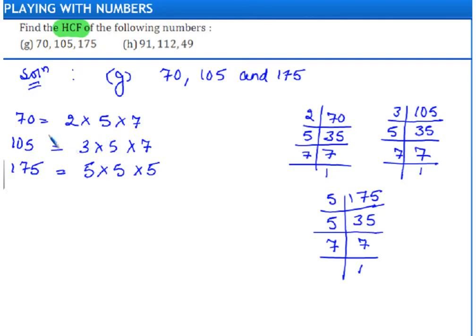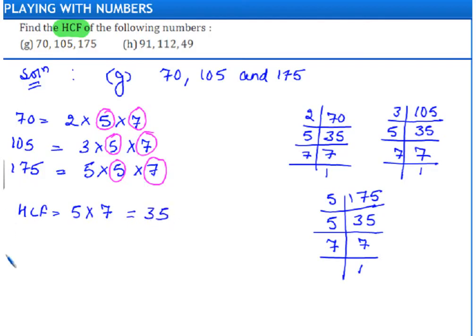Now the common numbers which are the factors of 70, 105 and 175 are 5 and 7. Since 175 is 5 into 5 into 7, the common factors are 5 and 7. Thus the HCF is the product of their common factors. That is 5 into 7, which is equal to 35.